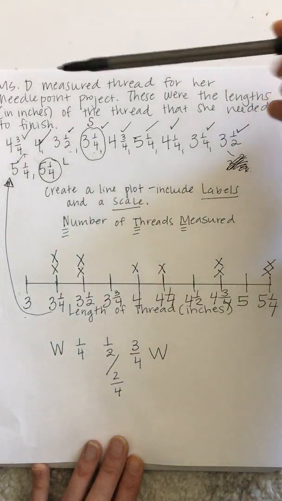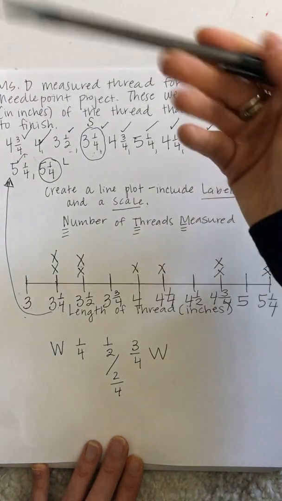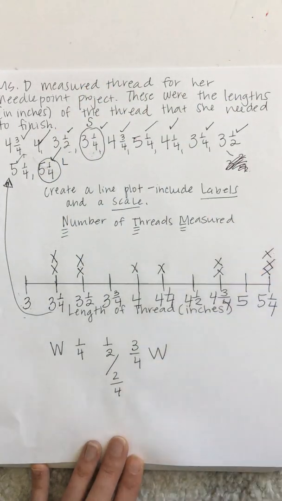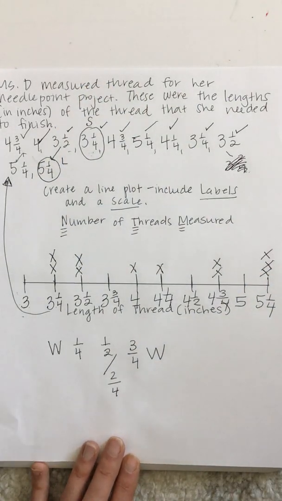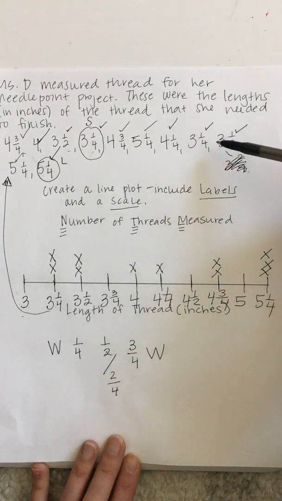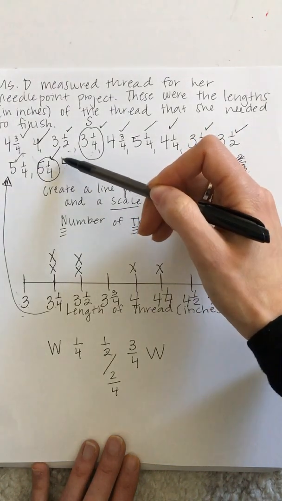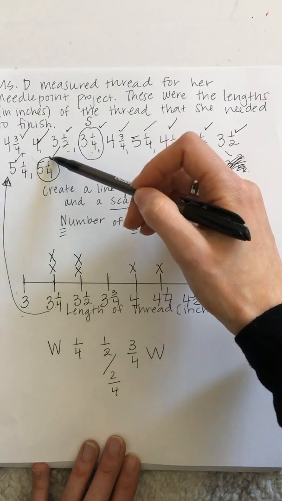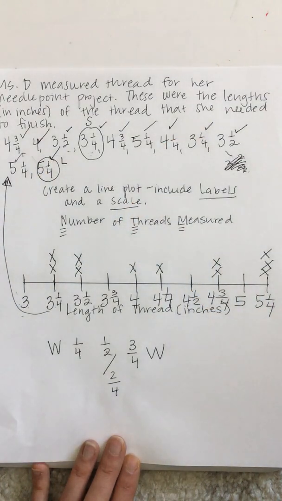That's why we go back. So let's see what I'm missing here. Oh, you know what? I forgot to put a check here. I have one more, 5 1/4. So you always need to go back because sometimes we miss something. I had an L here for longest, and I mistook that for a check mark. So you need to look back.